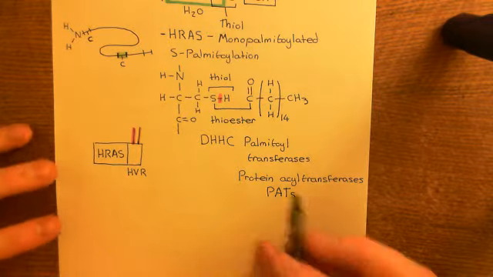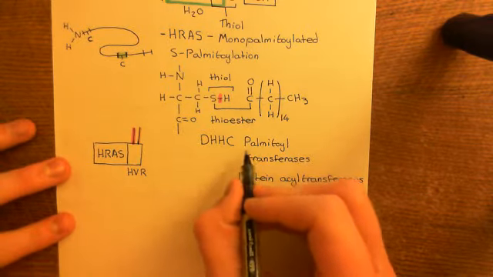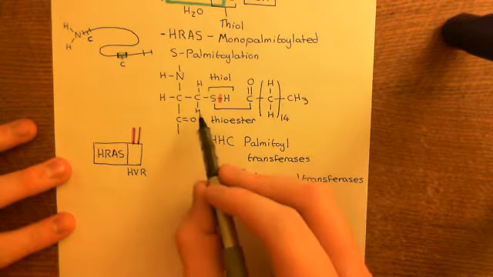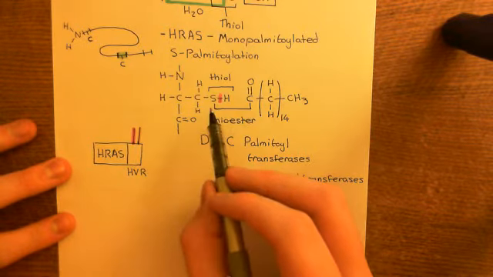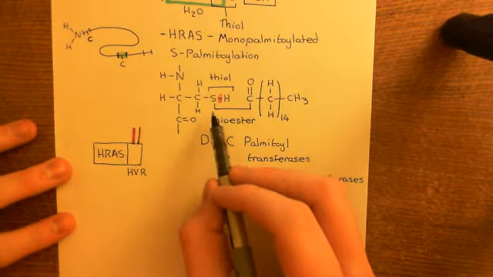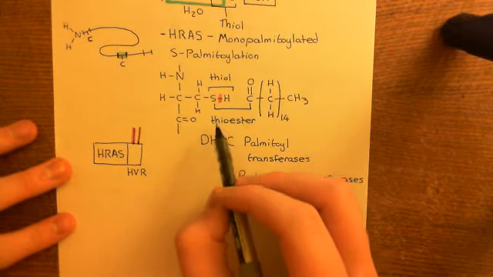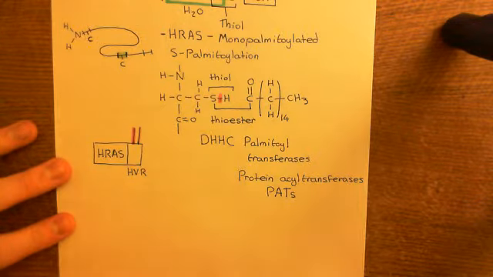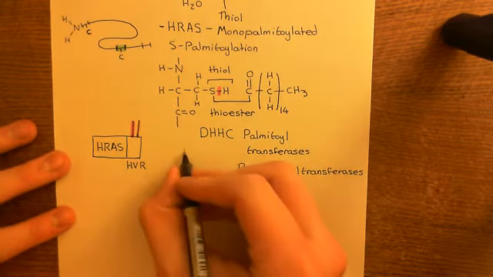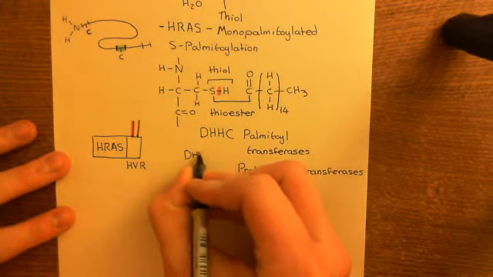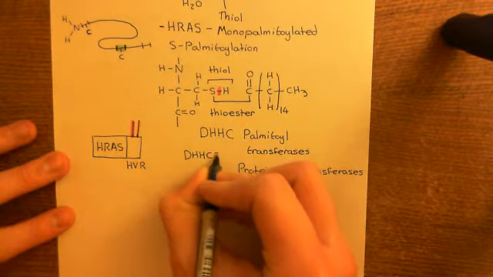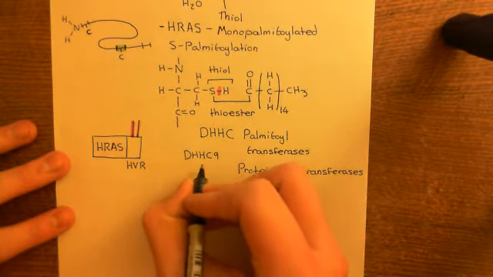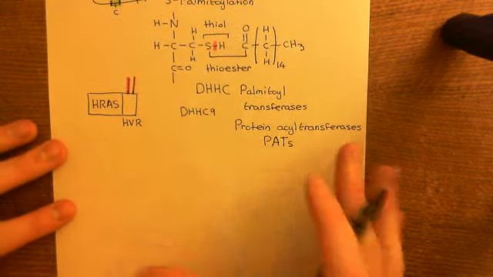Within this family of DHHC palmitoyl transferases, which specifically transfer palmitoyl groups onto cysteine residues within the protein, so they specifically catalyze S-palmitoylation, there are 23 members. The specific one that is going to palmitoylate RAS proteins is a member known as DHHC9, which is present both within the membrane of the endoplasmic reticulum and also the membrane of the Golgi apparatus.